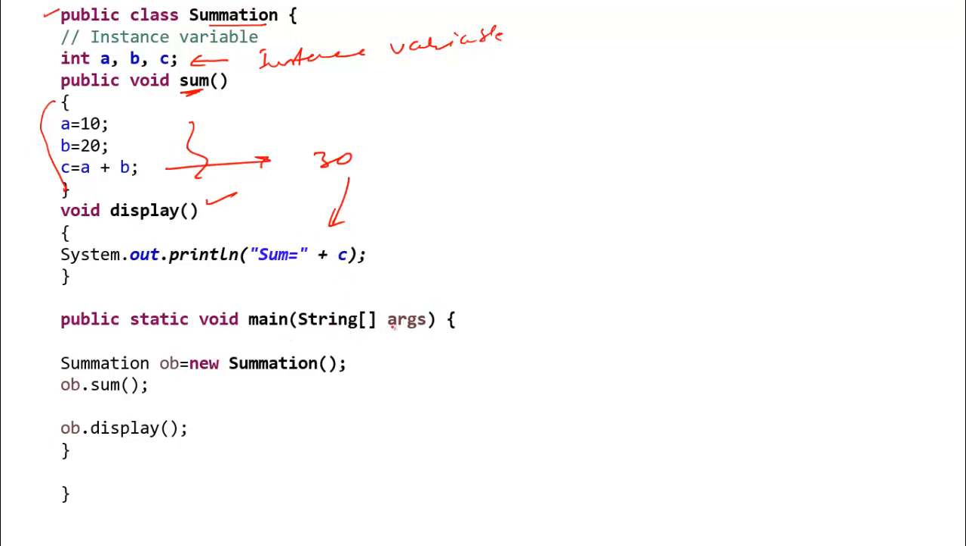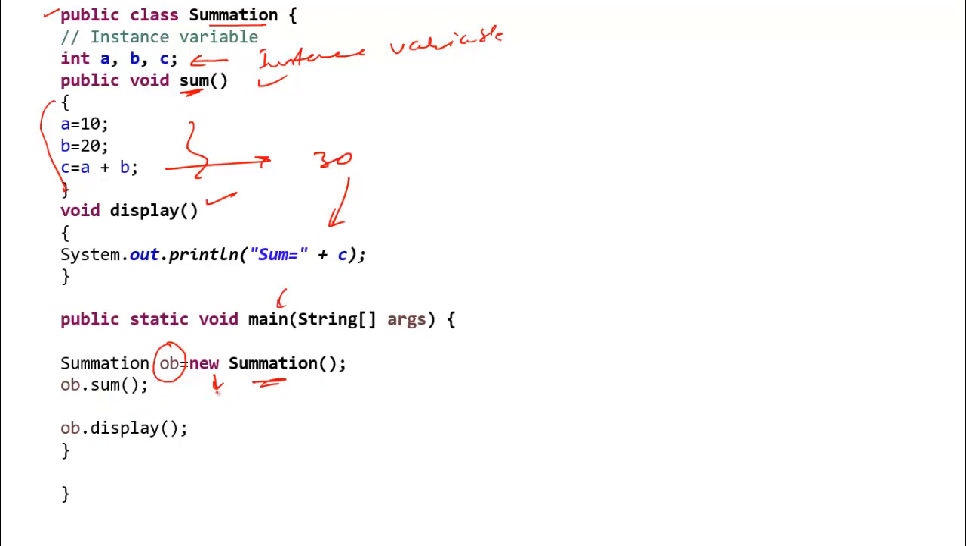Now, when we want to run this method, we have to create the object inside main, because with the main method we run our Java programs. Here you see the Summation object I have created with the help of the new keyword, and this is the constructor. Now I have to call ob.sum and ob.display.